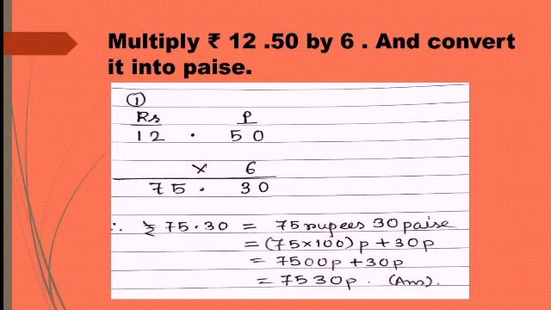But this is not our answer. Our answer is we have to convert it into paise. So how I have converted, check it, and my result is 7,530 paise. Because to convert rupees to paise we have to multiply by 100, then we have to add. See what I have got.